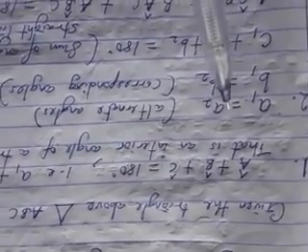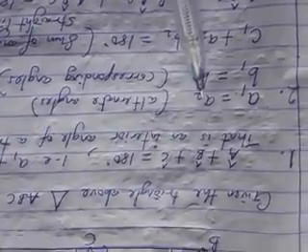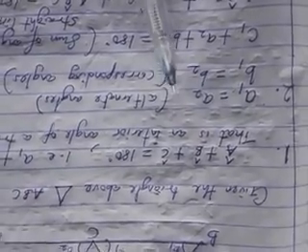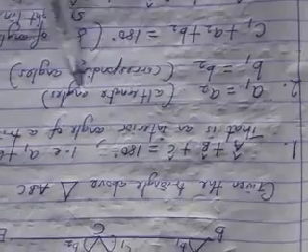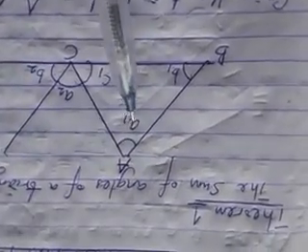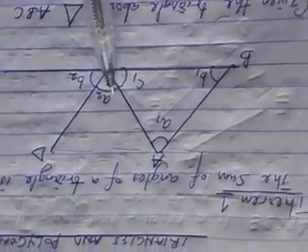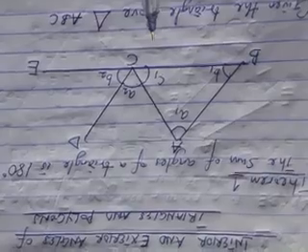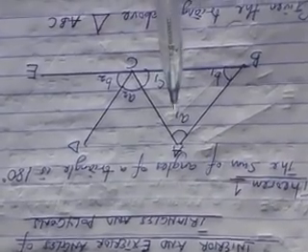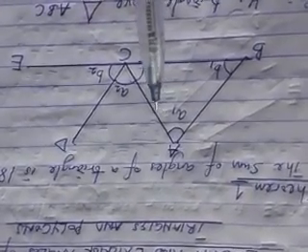Let's go to number 2. A1 is equal to A2. It is called alternate angles. Go to the shape. A1 is equal to A2. It is called what? An alternate angle. And don't forget the rule: alternate angles are equal.